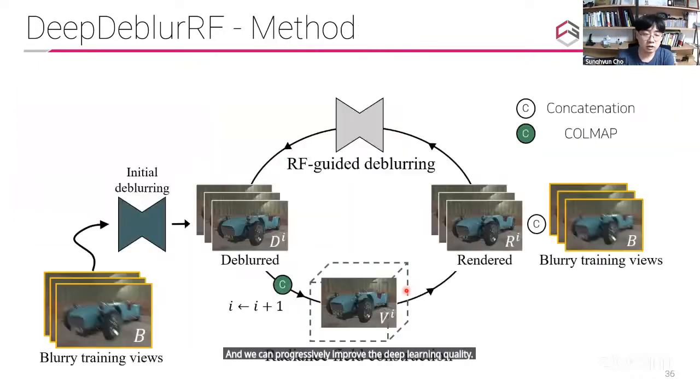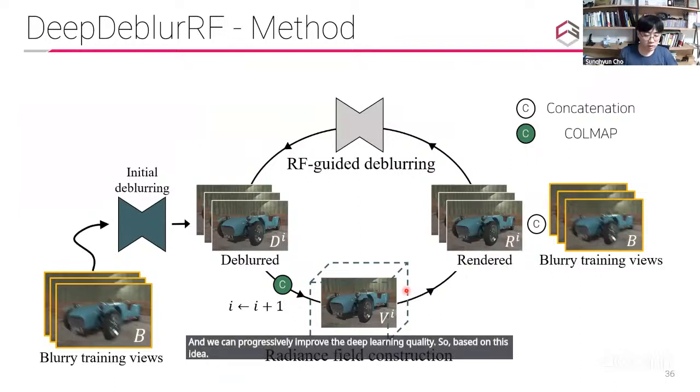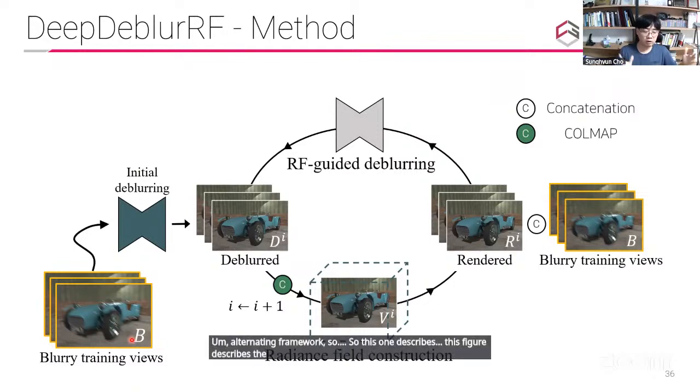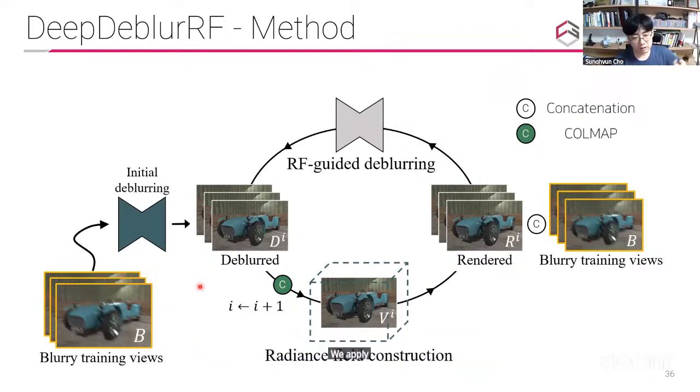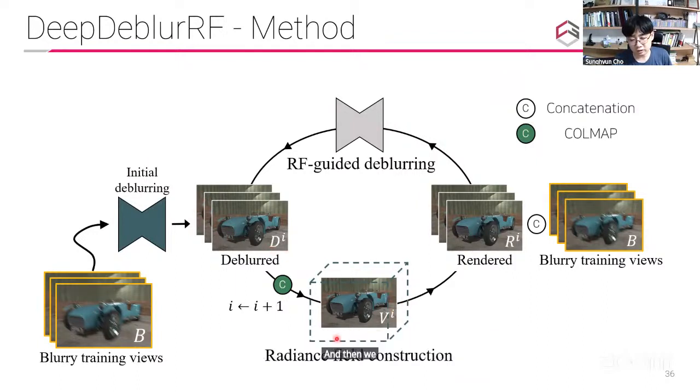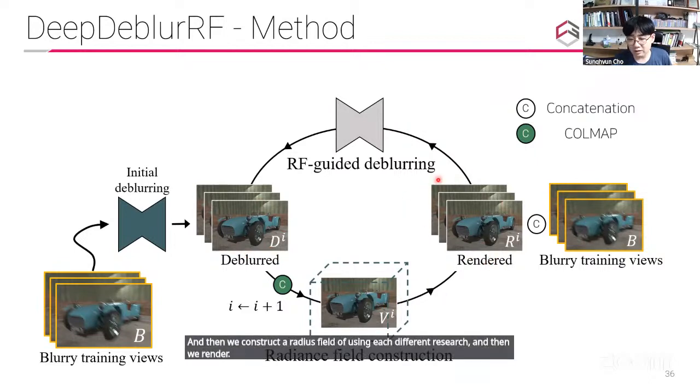We can actually repeat this process again and again, and progressively improve the deblurring quality. Based on this idea, we construct an alternating framework. This figure describes the overall pipeline of our method. We have blurry training views, and to each of them, we apply single image deblurring, which we call initial deblurring. After this step, we have multiple deblurred results, and then we construct a radiance field using these deblurred results, and then we render guide images like this.